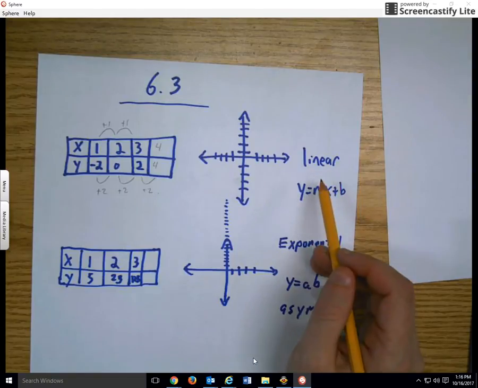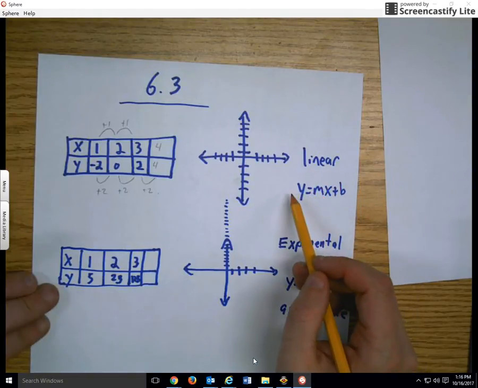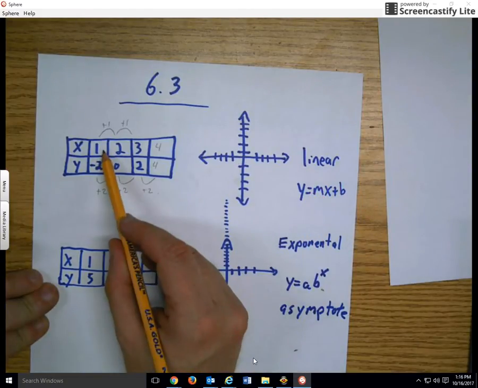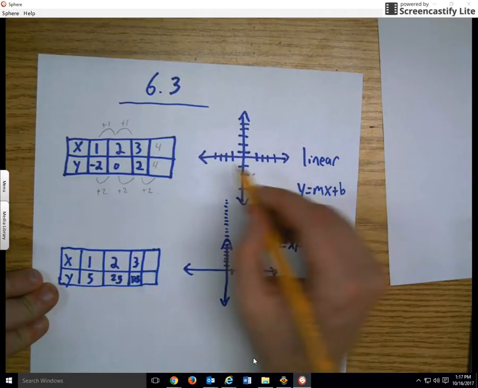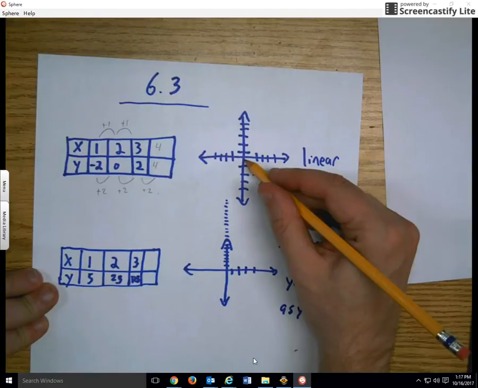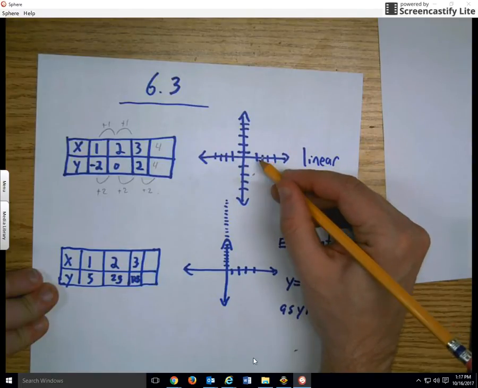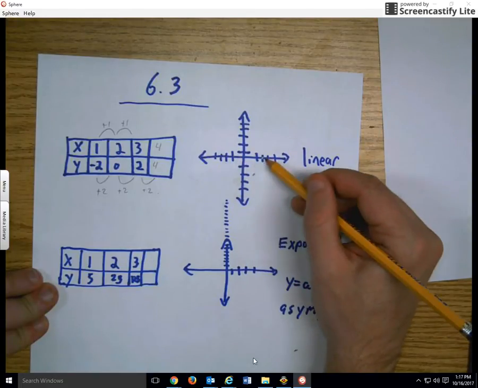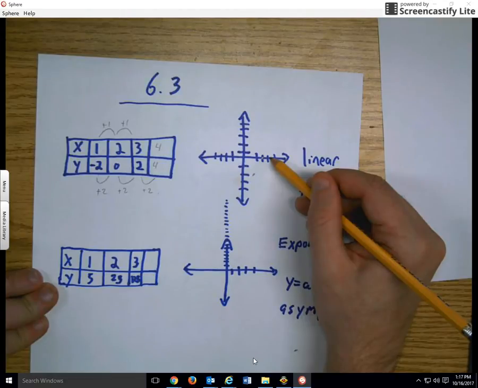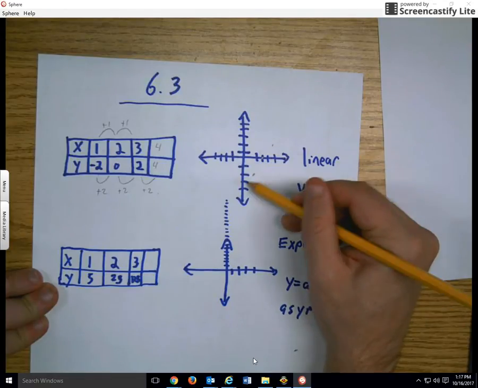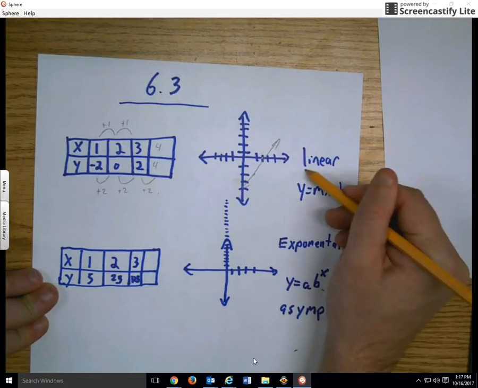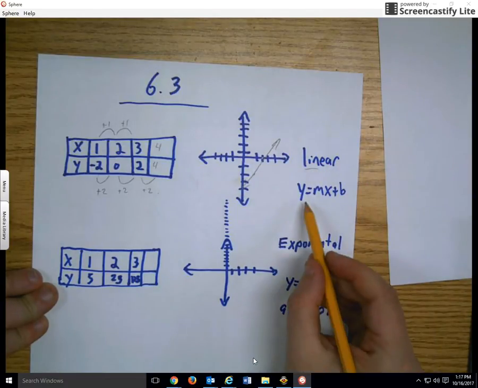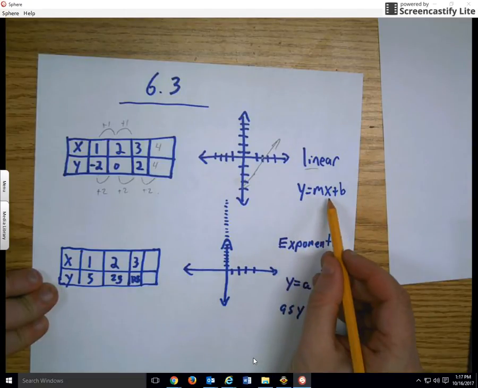In other words, if we were to graph it, it would form a straight line. Let me just graph it really quick. If x was 1, y would be a negative 2. If x were 2, y would be 0. And if x were 3, y would be 2. And then there you have it. This is a straight line, and that's why it's called linear, it has the word line in there. And that's represented by the equation y equals mx plus b.